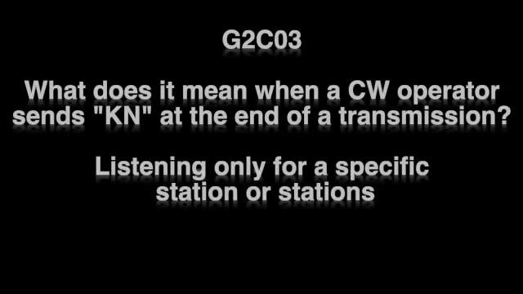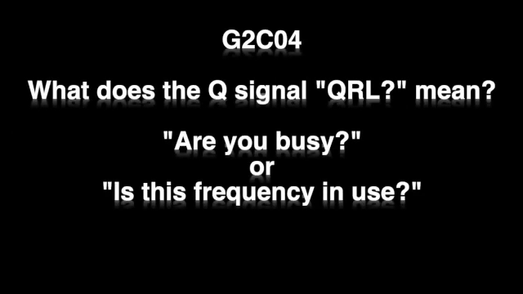G2C02. What should you do if a CW station sends QRS? Send slower. G2C03. What does it mean when a CW operator sends KN at the end of a transmission? Listening only for a specific station or stations. G2C04. What does the Q signal QRL mean? Are you busy? Or, is this frequency in use?